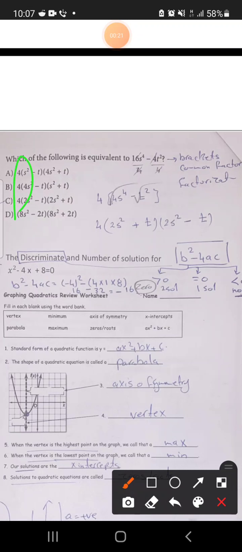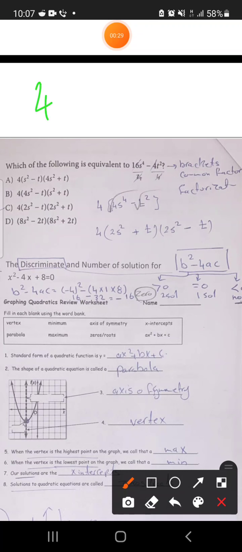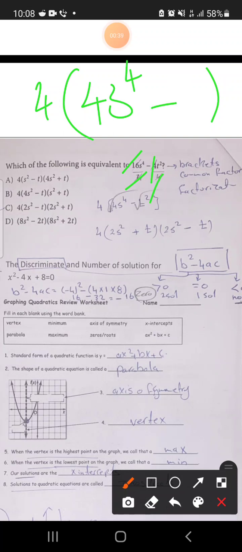Here he took 4. Look at here. Yes, the 4 is the least number that you will take. So I will take 4 as a common factor. So what is the rest? To know the rest, you should divide by the common factor. 16 divided by 4 is 4, and here s power 4. Minus 4 divided by 4 is 1, and here t squared.